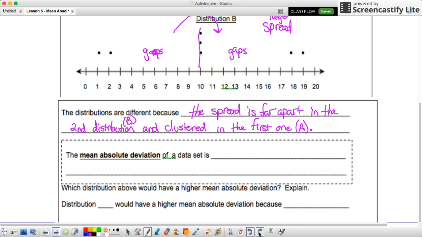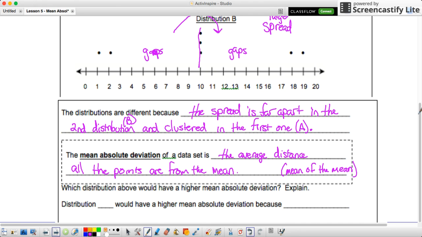Okay, so that kind of brings us to our main point for the day, is the mean absolute deviation of a data set is the average distance all the points are from the mean. So essentially today what we're going to do is we're going to take the mean of the mean. We're going to take the mean, we're going to measure, and then we're going to take the mean again.